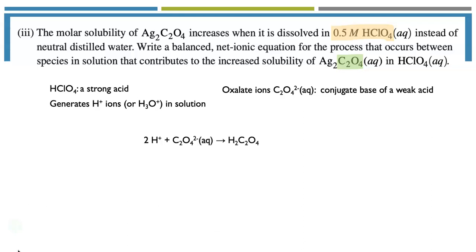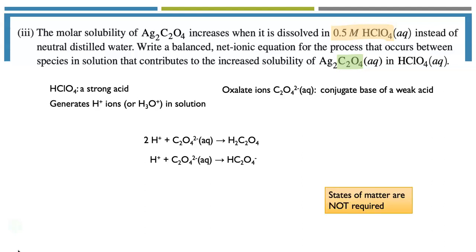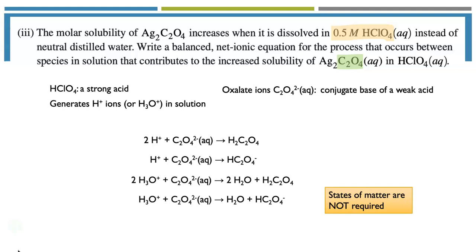There are several different ways we could answer this question. So we're going to have 2 H+ ions reacting with an oxalate ion to make oxalic acid. I could write that 1 hydrogen ion reacted with the oxalate ion to make hydrogen oxalate. I do want to point out that states of matter are not required here. That wasn't necessary for the point here. We could also write these reactions in terms of hydronium ion. The same thing, really. Hydronium ion reacting with the oxalate to make oxalic acid, but we're also going to make water when we write it in this form. Or I could have 1 hydronium ion reacting with the oxalate ion to make water and hydrogen oxalate.